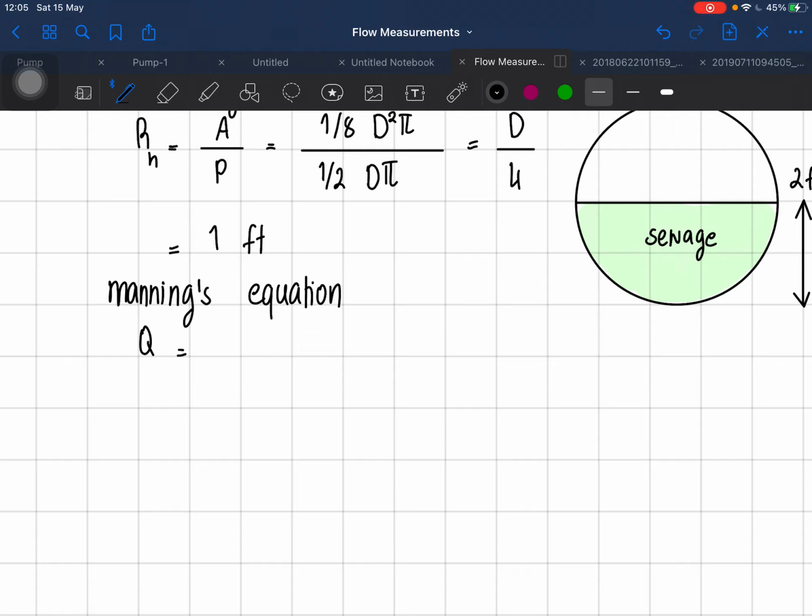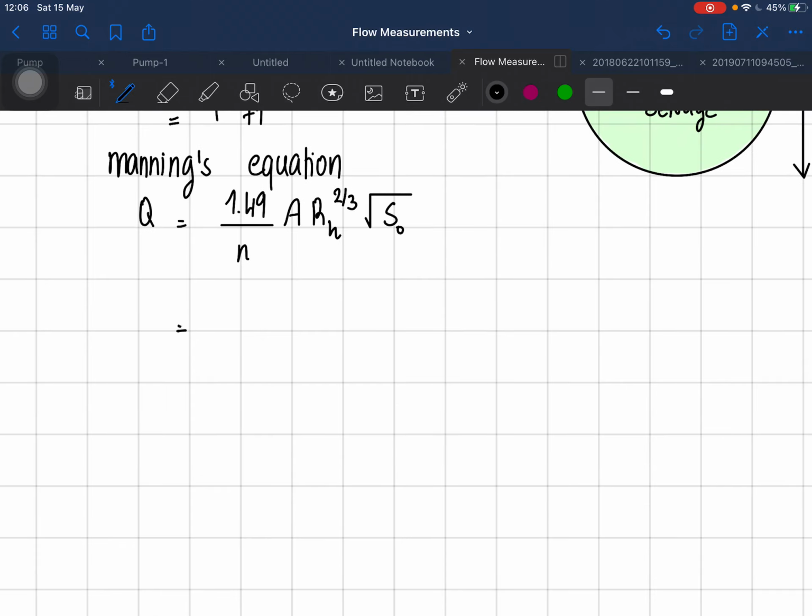Okay, so then we have Q equals 1.486 over n, A, R_H to the 2 over 3, square root of S. So in this case, we're saying that n is 0.013 because it's concrete, right? So let's substitute the numbers together. I lost my calculator again. Oh, it's here.